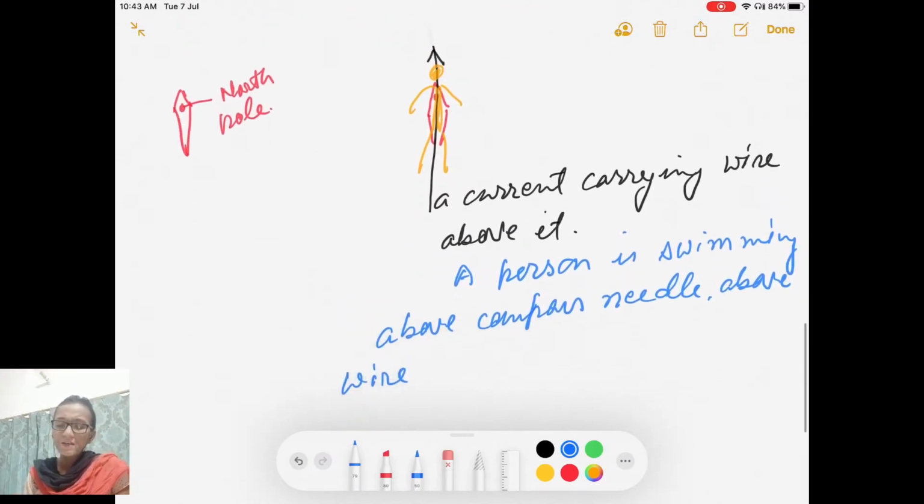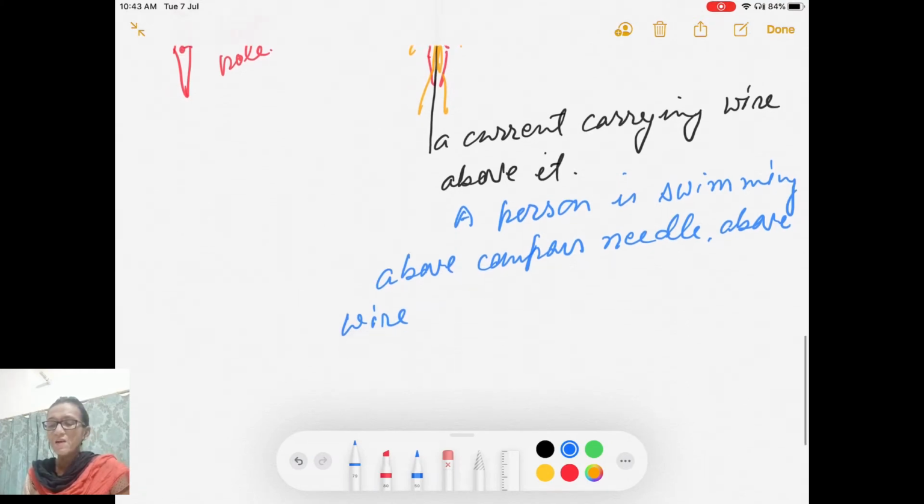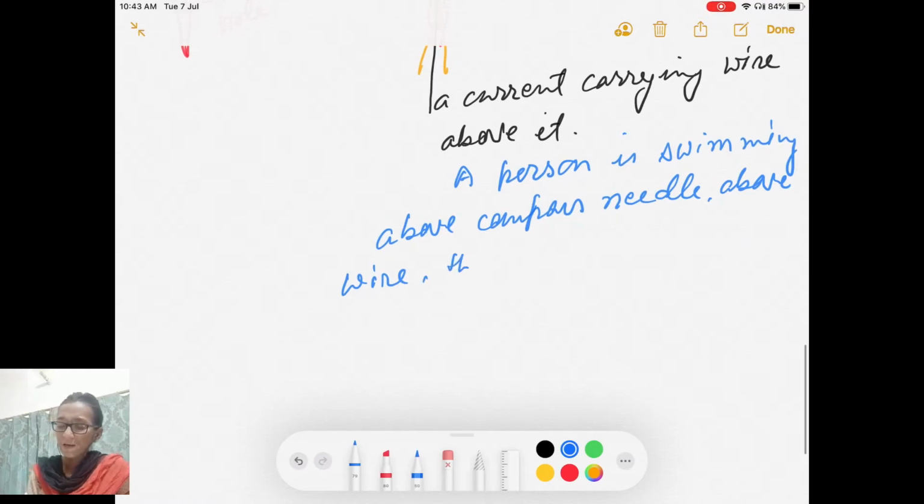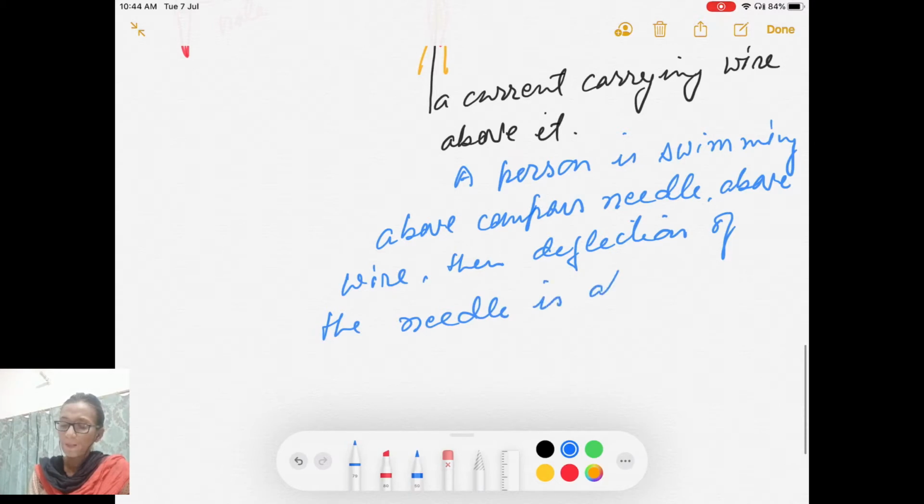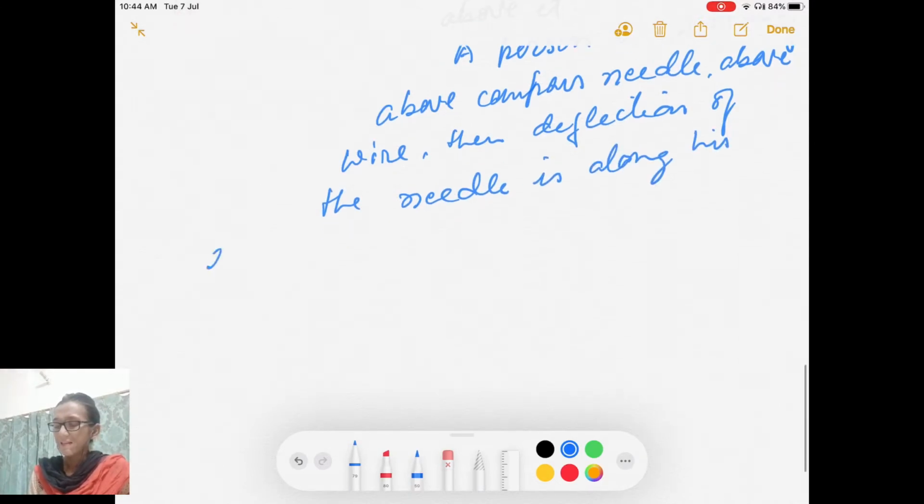The deflection of the needle is along his left hand. Deflection of needle is along his left hand.